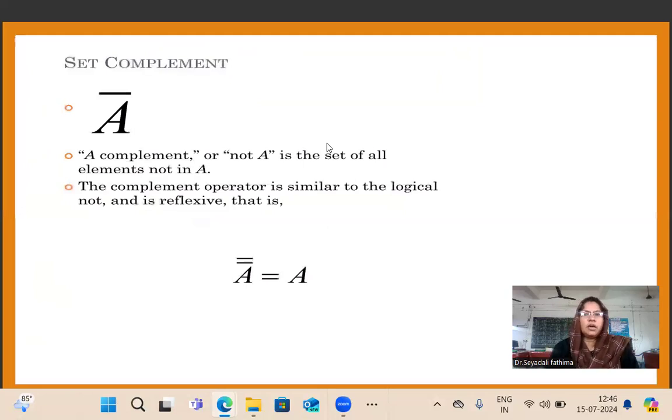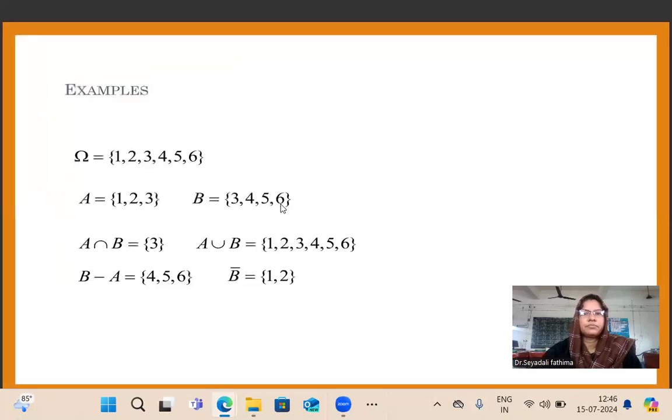Next, we see set complement. A complement, or not A, is the set of all elements not in A. The complement operator is similar to the logical NOT, and reflexive is that A double bar is equal to A. Here we see some examples of A union B, A intersection B, A bar and B bar.